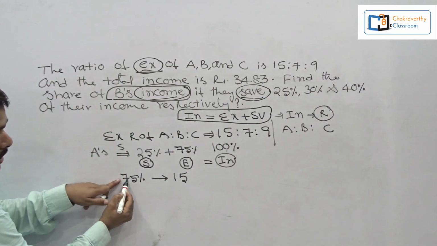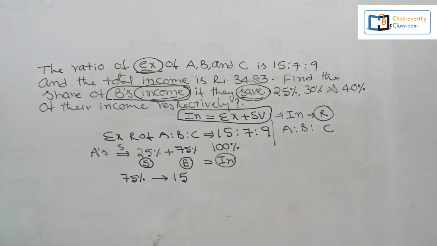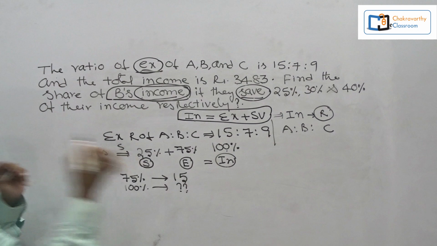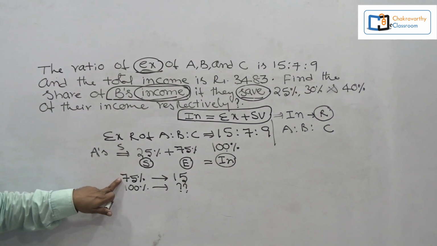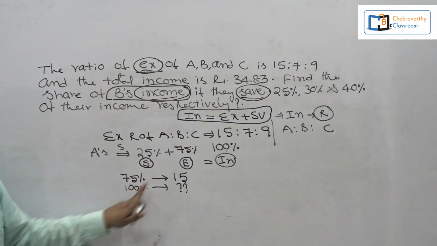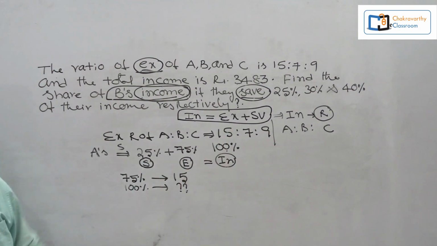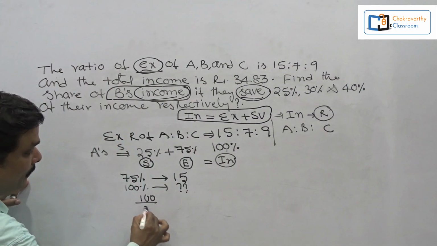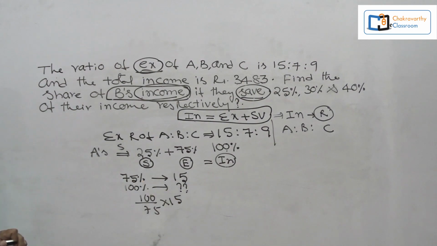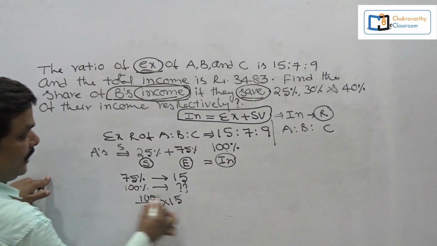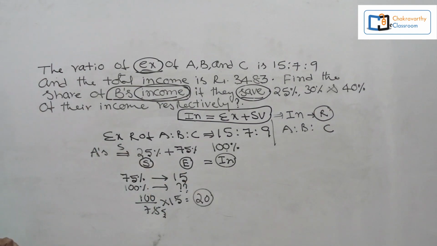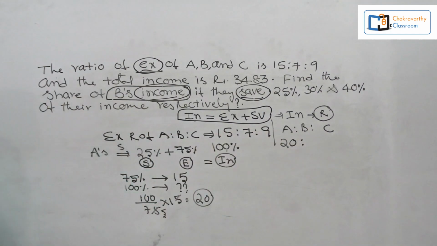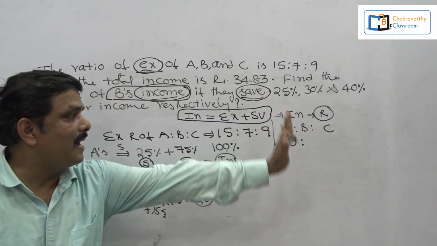Now clearly 75% is equal to 15 parts, then 100%, meaning income, is how much? Simple. 75% expenditure is equal to 15 parts. 100% means income. Income is how many parts in the income ratio? So simply that should be 100 by 75 into 15. So this is 15 5 times and 5 20 times. This is 20. Now obviously A's income is 20 parts.